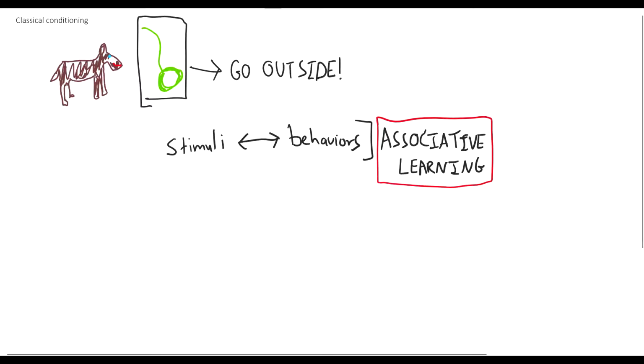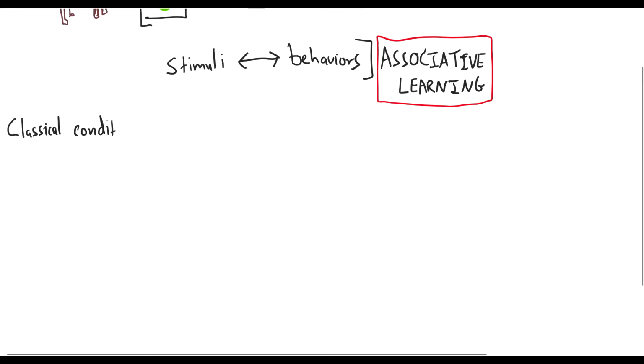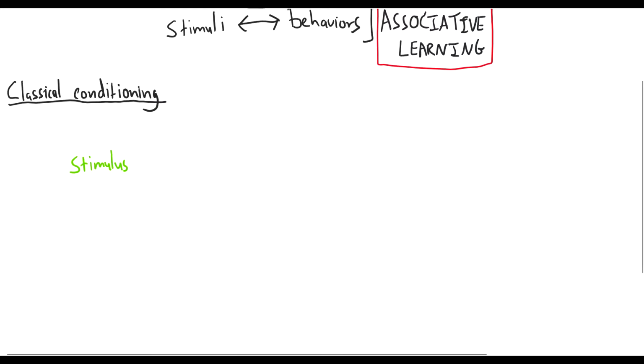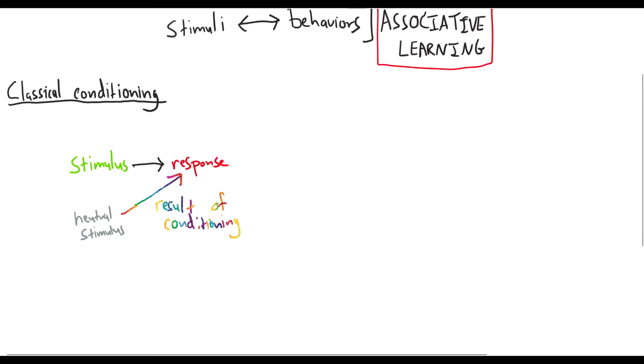In this video, we will discuss classical conditioning, which is one type of associative learning. With classical conditioning, we start with a stimulus that elicits a response. Then we take a neutral stimulus and associate that stimulus to the same response. So we form this association here. So then the neutral stimulus elicits the response after conditioning. This is the result of conditioning. And the stimulus here is no longer considered neutral.